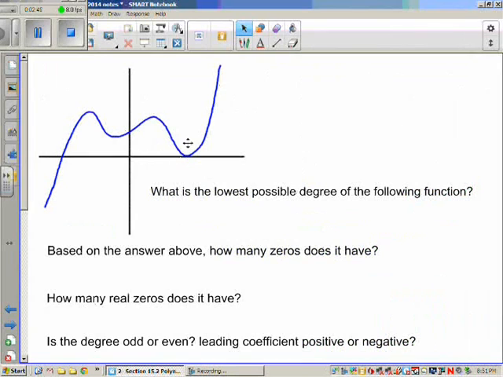Continue and look at now just a graph and try to classify it. What's the lowest possible degree of the following function? Well, you can have n minus 1 turning points, and I see 1, 2, 3, 4 turning points.